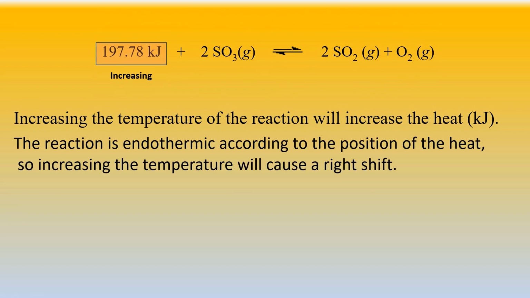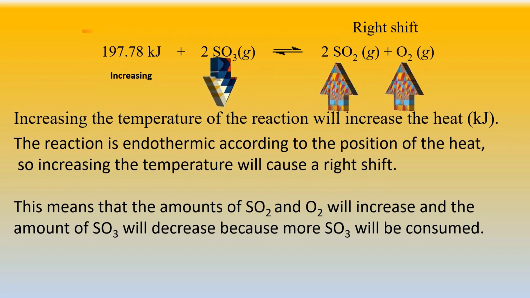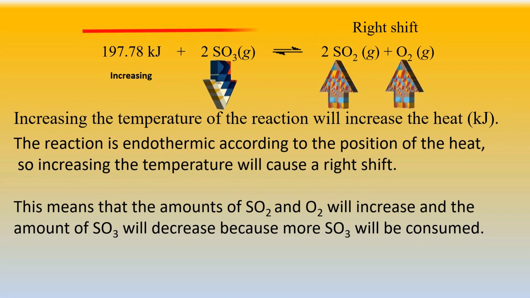The reaction is endothermic according to the position of the heat, so increasing the temperature will cause a right shift. This means that the amount of SO2 and O2 will increase, and the amount of SO3 will decrease because more SO3 will be consumed.